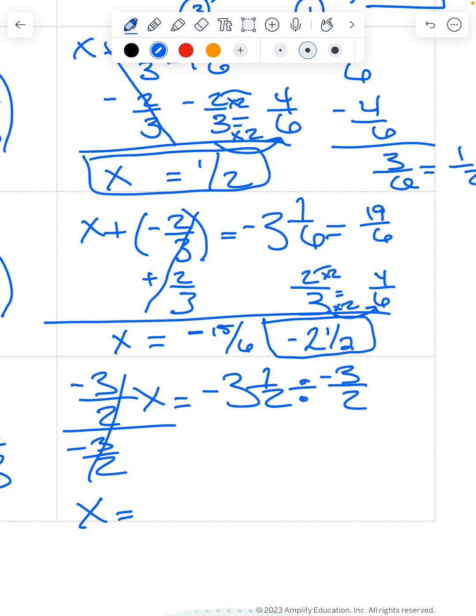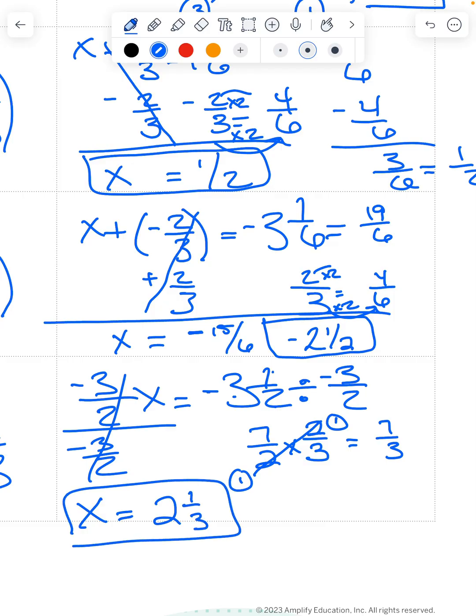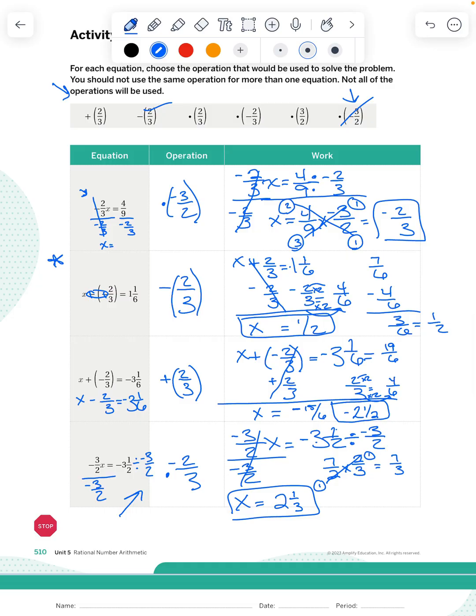Whenever we are dividing with mixed numbers, we have to change those mixed into an improper. So 2 times 3 is 6 plus 1 is 7/2. Keep, switch, flip, multiply by the reciprocal. So we have 7/2 times 2/3. Those 2's can cross cancel. So when I multiply straight across, I get 7/3, which is improper. That becomes 2 1/3. And again, I had a negative divided by a negative, so it should be a positive 2 1/3.